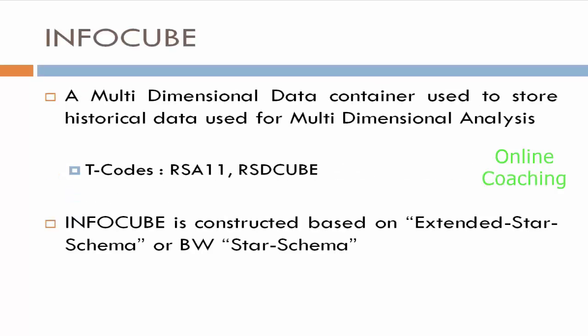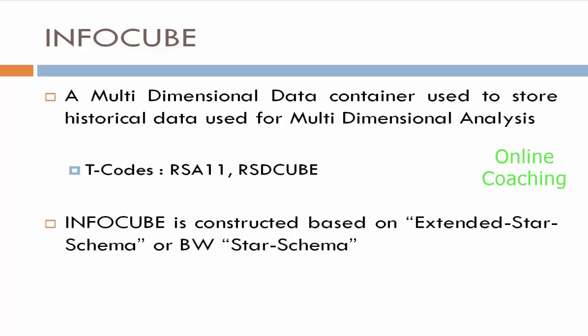Let's talk about the InfoCube first. In the beginning of the classes, we discussed that SAP BW supports multi-dimensional modeling. What is multi-dimensional modeling? An InfoCube is a multi-dimensional data container we use to store historical data and use for multi-dimensional analysis. To create this, the transaction codes are RSA1 and RSDCUBE.